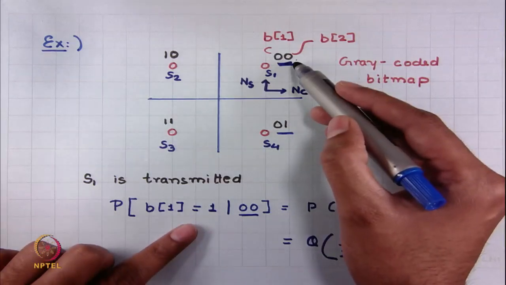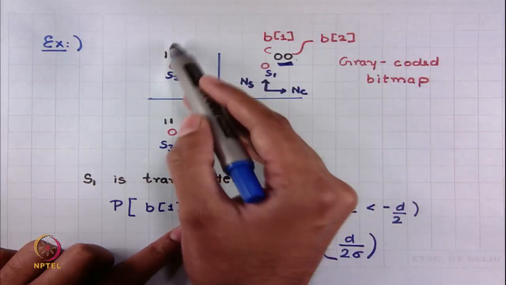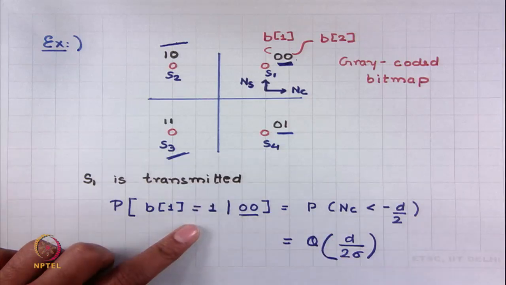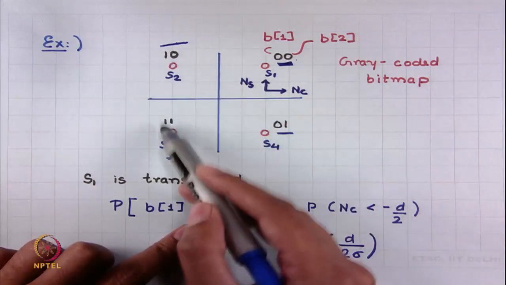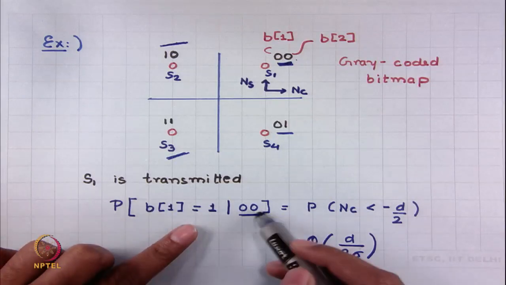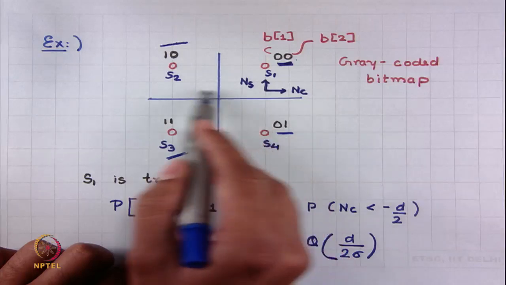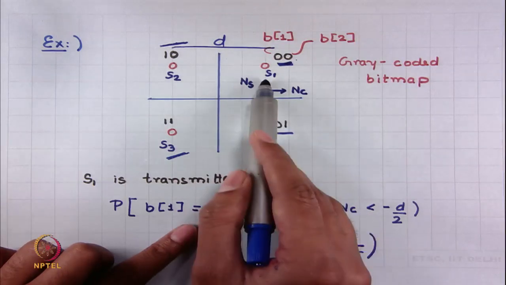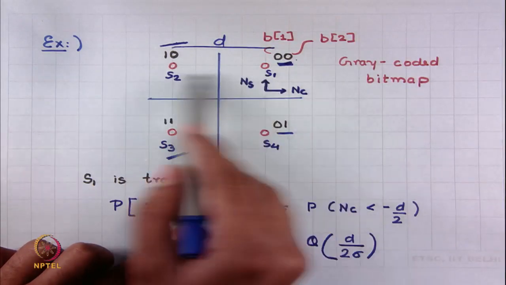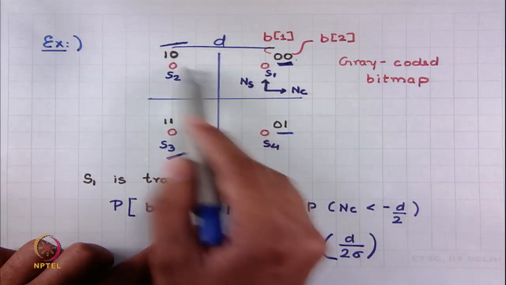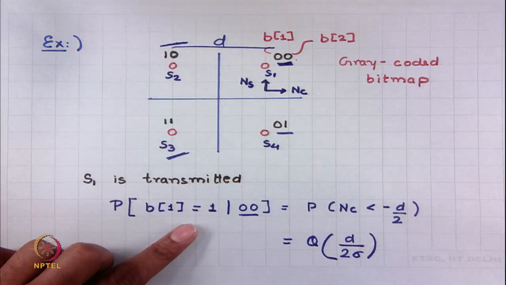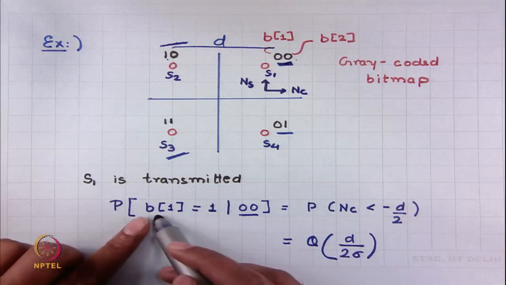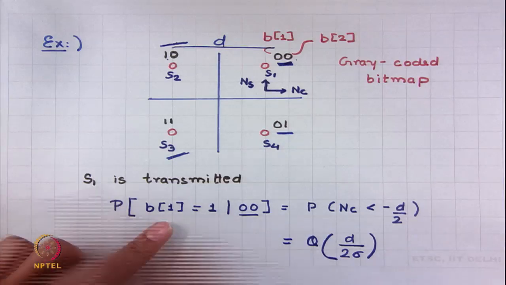This will happen either if you consider signal S2 or you consider signal S3. These two signals have their first bit as 1. So, this event will happen when NC becomes less than minus d by 2. This distance is d. If NC becomes less than minus d by 2, then the received value will lie to the left of this axis, and then you will have either S2 or S3, and both these symbols have their first bit as 1, and that will make the first bit 1 if you are transmitting signal S1.